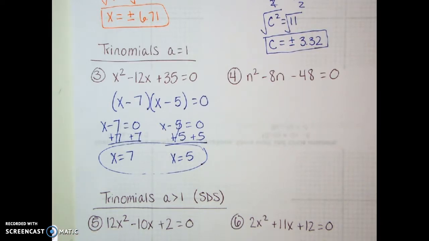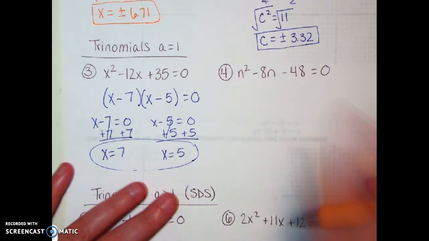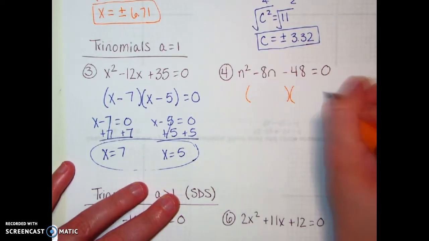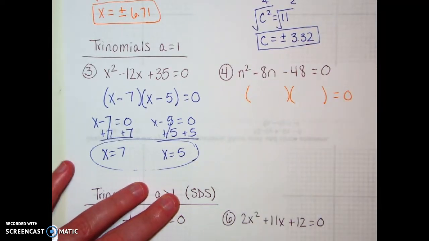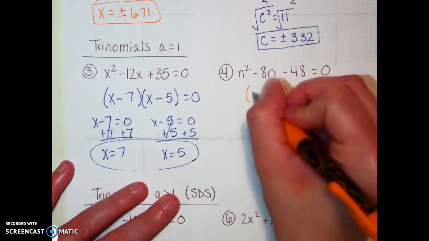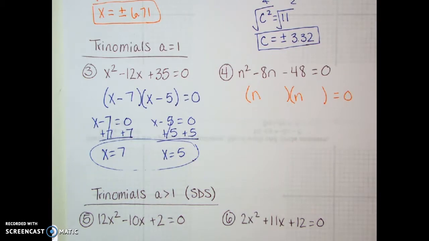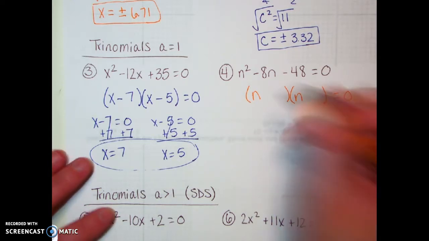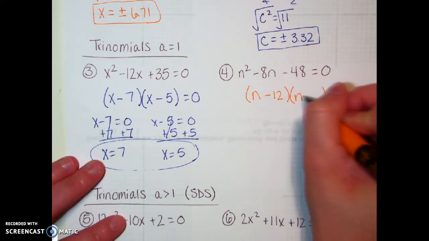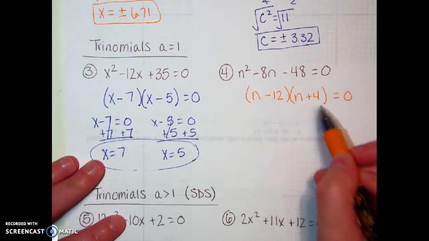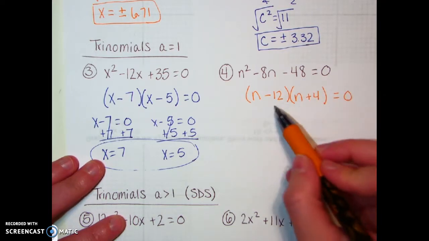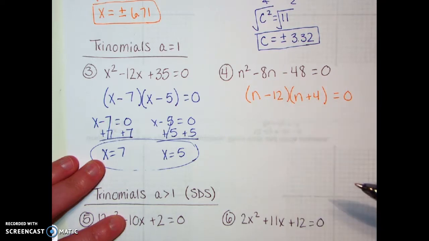Okay, let's look at number 4, doing the same method. Start with your parentheses. Set it equal to 0 because it is an equation. And then n, let's see, negative 48 and negative 8. One's going to have to be negative, one's going to be positive. So, unfortunately, I can't tell you what this is while you're taking your test, but it is negative 12 and a positive 4. Negative 12 times 4 is a negative 48. Negative 12 plus 4 is negative 8.